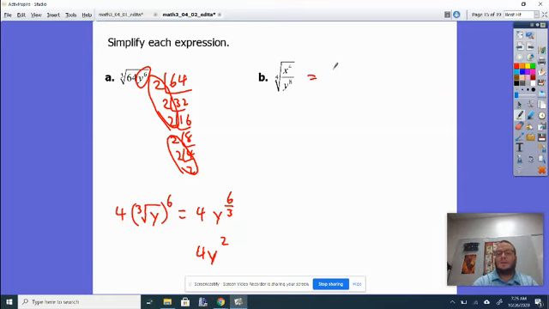For this one, same idea, 4th root of x to the 4th, which is just going to turn into x, because I have 4. I can take out 4. 4th root of y to the 8th. I've got 8. I need to take them out 4 at a time. Well, I can take out 4 twice, so y squared.